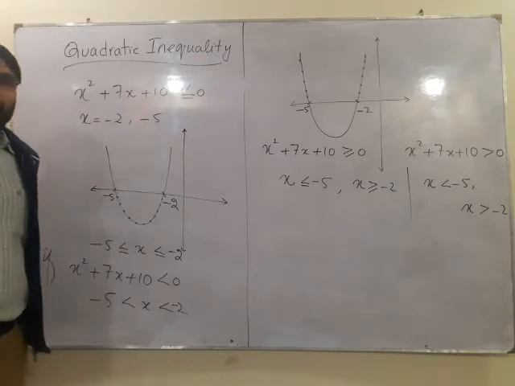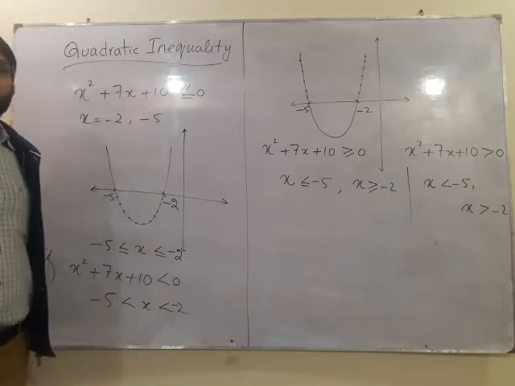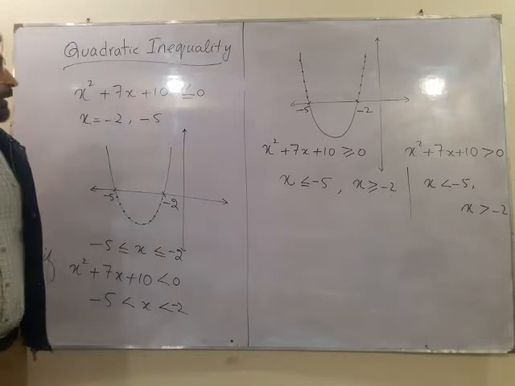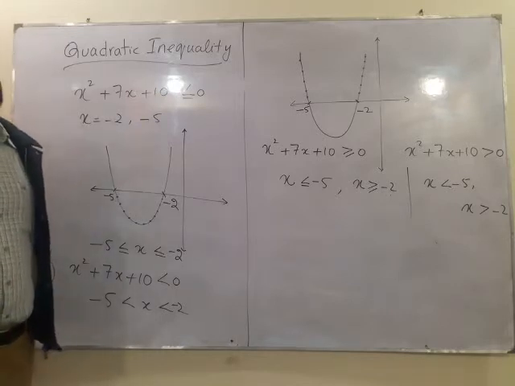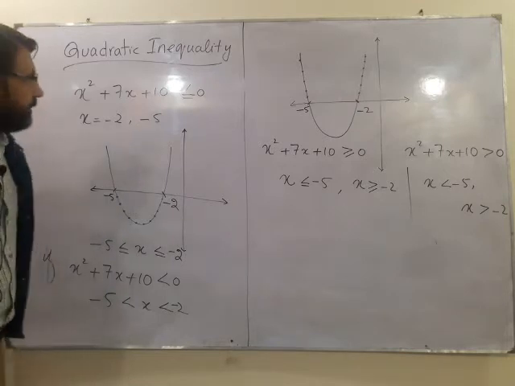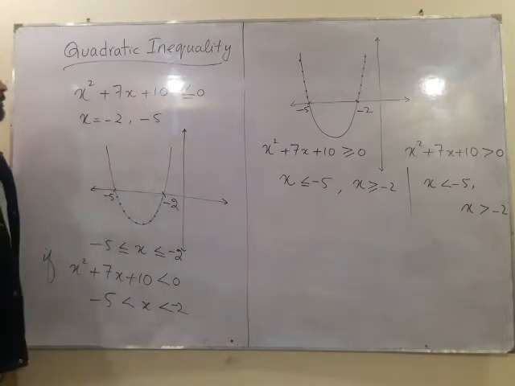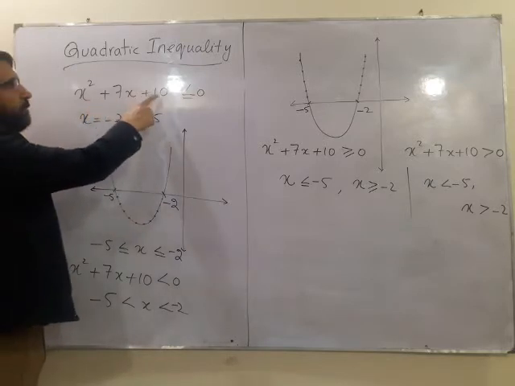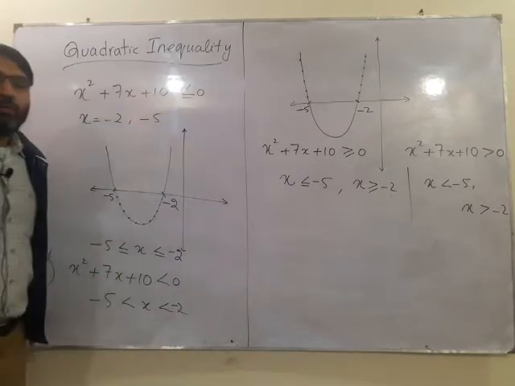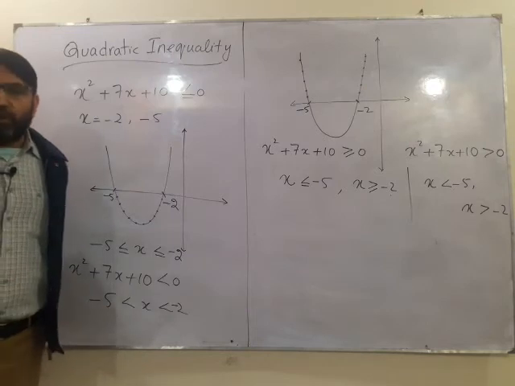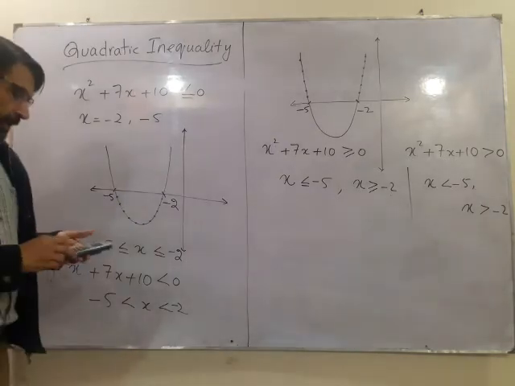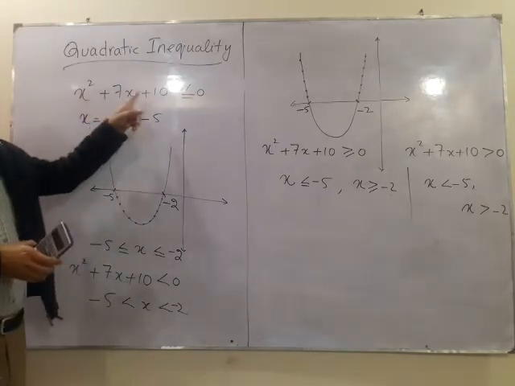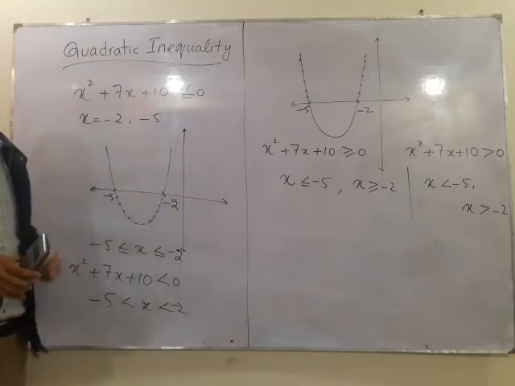As we know, normally we have four sorts of inequalities: less than, less than or equal to, greater than, and greater than or equal to. Let us take an example, the first one: x squared plus 7x plus 10 less than or equal to 0. First of all, you don't need to be worried. You just have to use the calculator to find the solution of this quadratic equation.